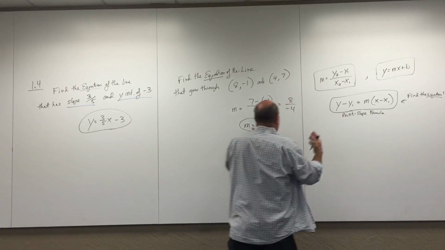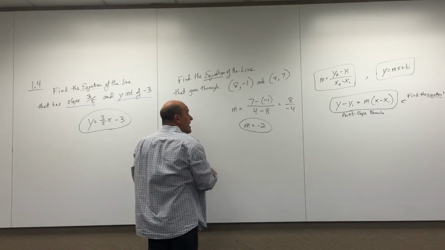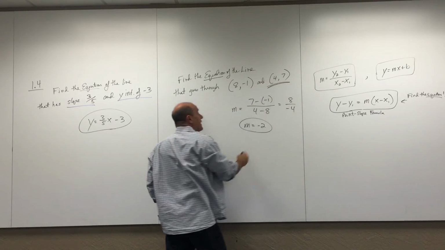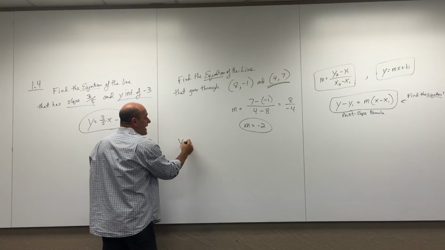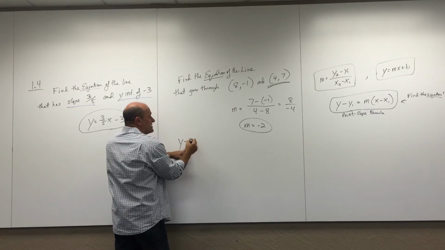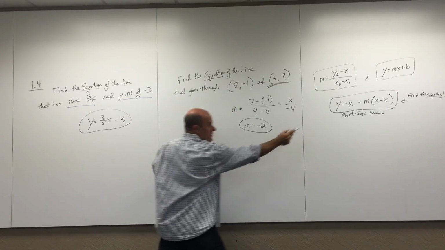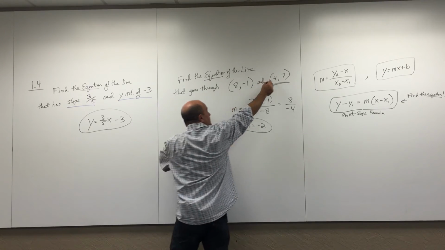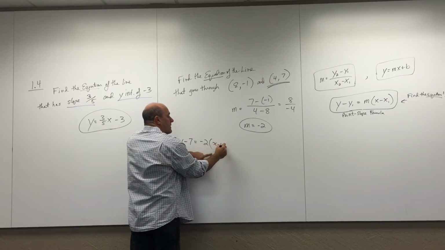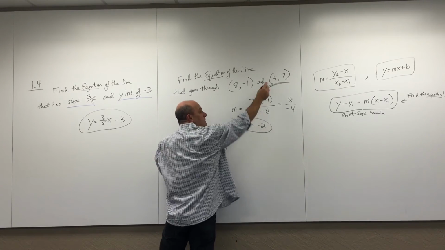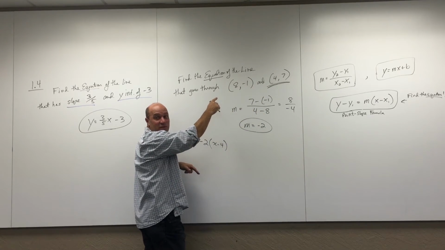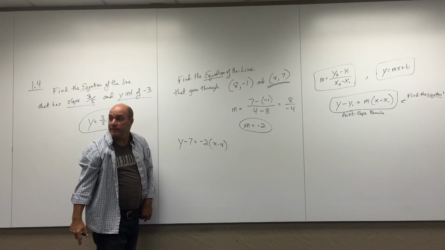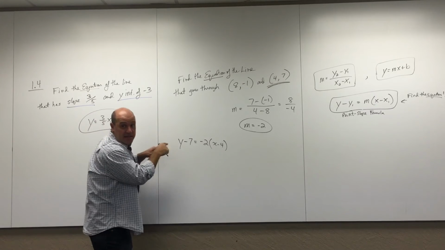So here I go. Step one, we found the slope. Now I'm going to use that formula. I can use that point or that point. I think I'll use this point. Y minus the y value of the point, 7, equals the slope, times x minus the x value of that point. I did my slope and my point. I could have done that point. It would have worked. But there I am. That's the equation of my line.